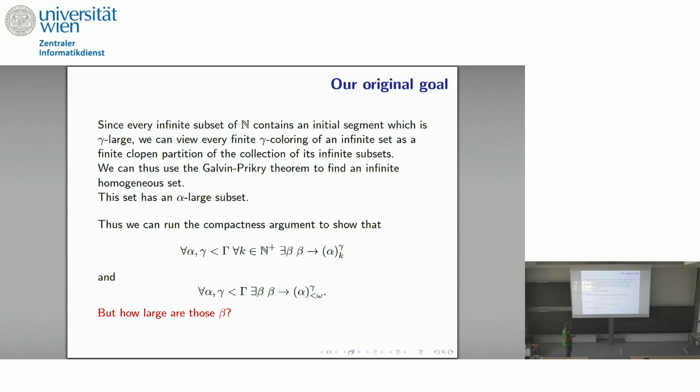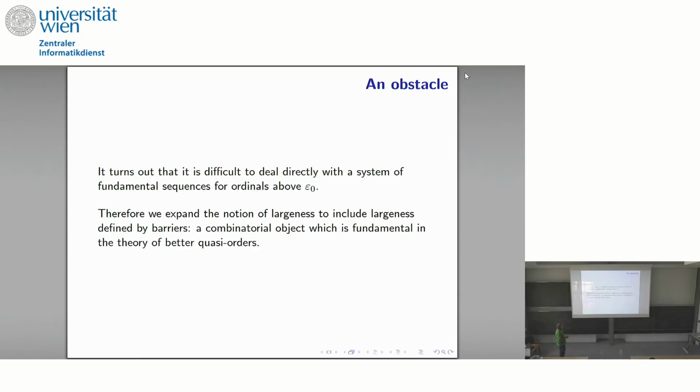Yeah, it works. So the question is, how large are those betas, depending on alpha and gamma, maybe on k, or just alpha and gamma in this other case. That was our original setup. And we had ideas about this, we worked on this, we found some problems that seem to be very difficult to deal with directly when you fix the system of fundamental sequences for ordinals above epsilon naught.